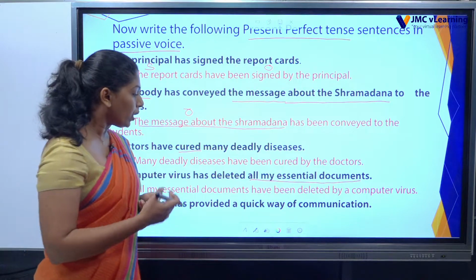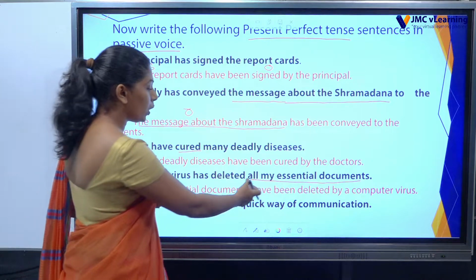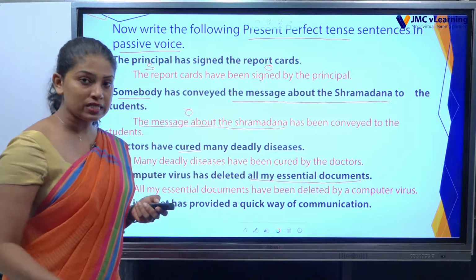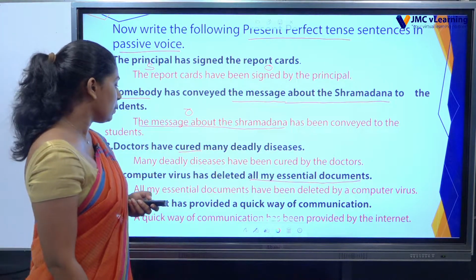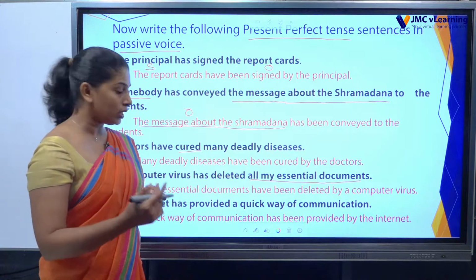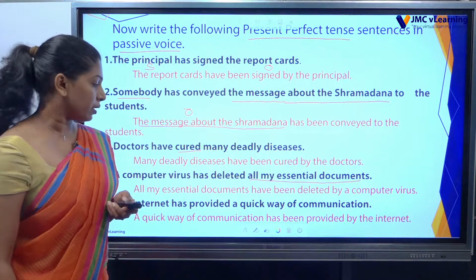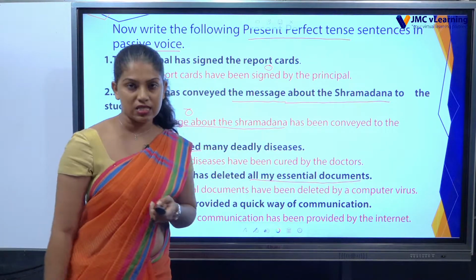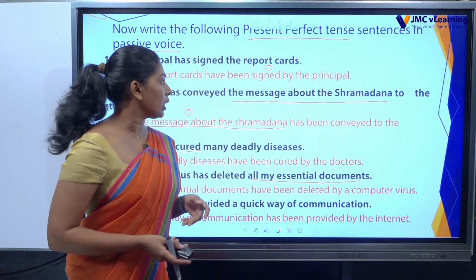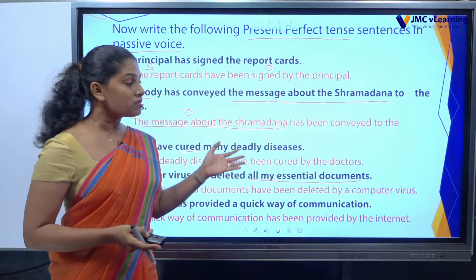Then a quick way of communication. So what is the object here? A quick way of communication, and that is singular. So how can we make the passive voice here? A quick way of communication, that is singular, then has been provided by the internet. So this is how we can make present perfect tense in the positive way.